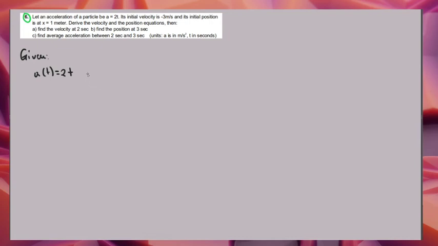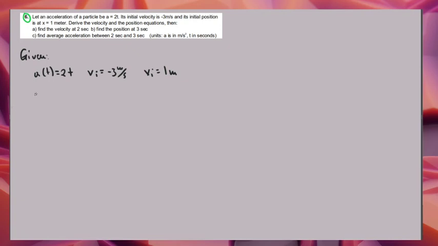I also know that the initial velocity is -3 meters per second, and the initial position is x equals 1 meter. So I'm going to put here x_i equals 1 meter. Derive velocity and position equations, and so on and so forth. So that's about it, that's all they give me.